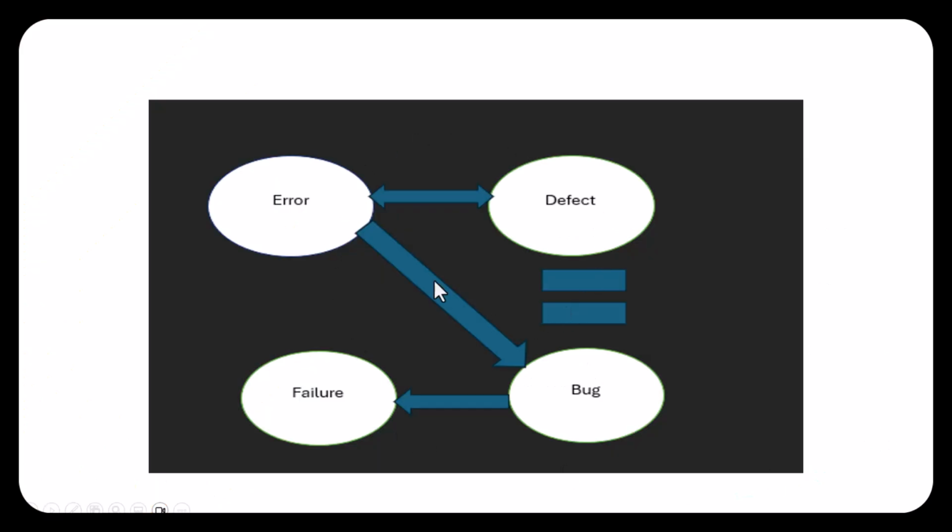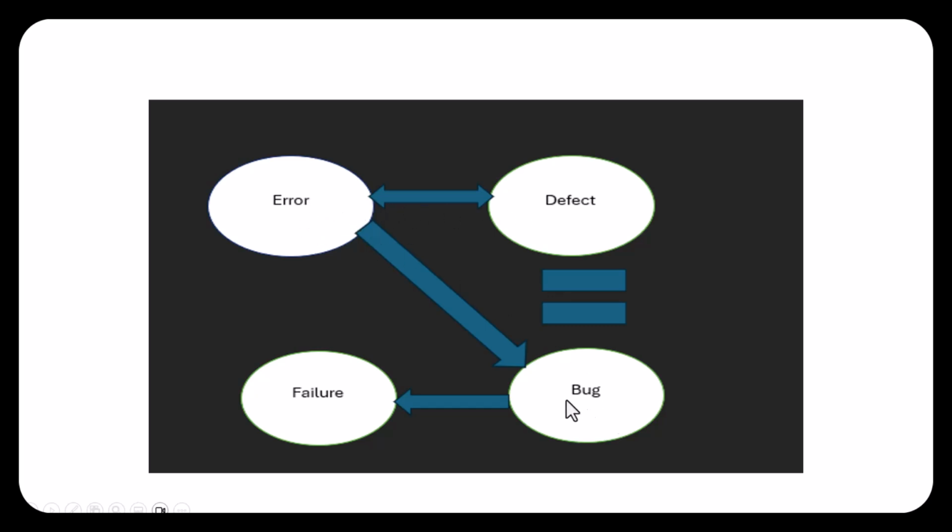This is a pictorial representation of error, defect, bug, or failure. I have just given you an example. You can follow this. This is an error. Error and defect are both the same. The difference is that if a developer finds any mismatch in the application, they will term it an error, and when a tester finds that mismatch, they will call it a defect. So both are kind of similar.